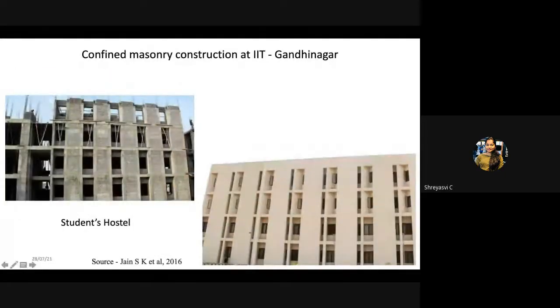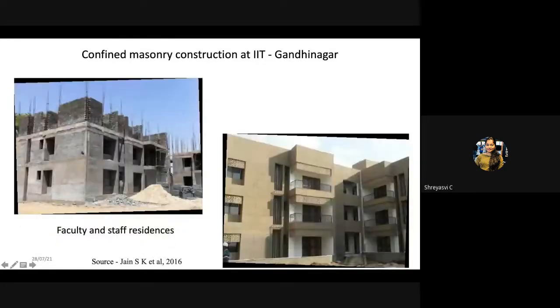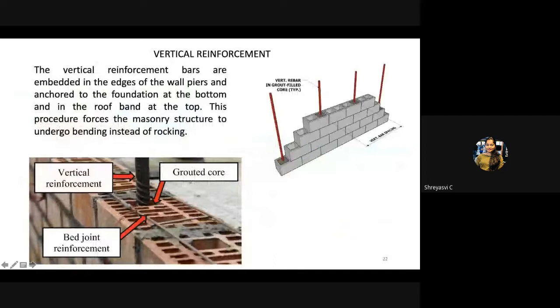So this is the student hostel. As you can see, this was also constructed using the confined masonry technology, and this was the faculty residence that was also constructed. This is how the finished one looks. So that was about confined masonry. Next, we will talk about vertical reinforcement.